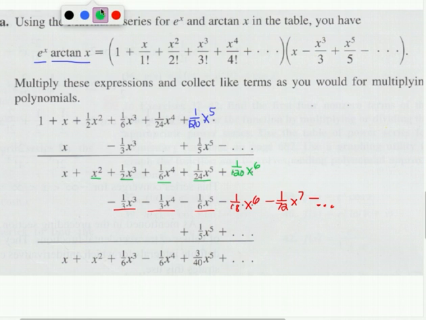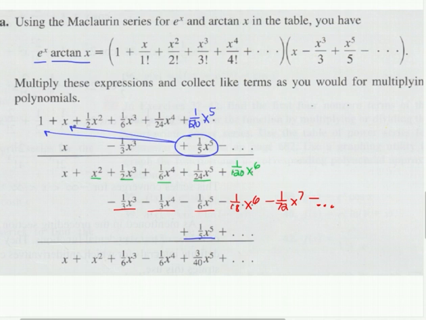Let's see, can I get a different color going? Oh, I don't have a lot of color choices. Maybe I'll go back to blue. There we go. Okay, so now we'll go this guy times 1, and that's this. We'll go this guy times x, and that's going to be 1/5 x to the sixth. And then we'd keep going in like fashion. If we needed to go further to recognize the patterns, this next thing would be 1/10 x to the 7th.